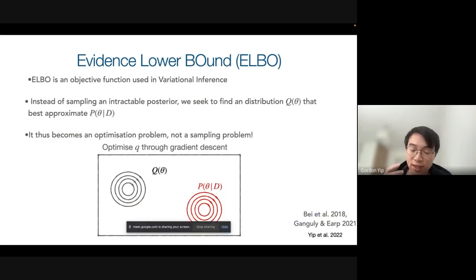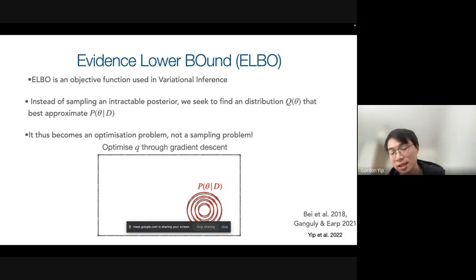So just to give you a diagram showing what exactly happens: let's say the gray one is our distribution Q, our surrogate distribution that we want to optimize, and P(theta | D) is our posterior distribution in red that we want Q to match. To do that, you can optimize Q through gradient descent, and then you extract the optimal parameters that govern your distribution Q.